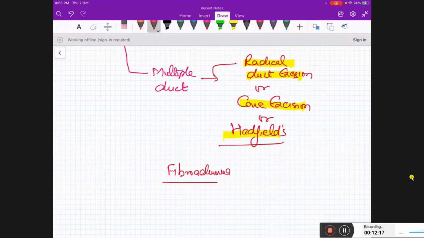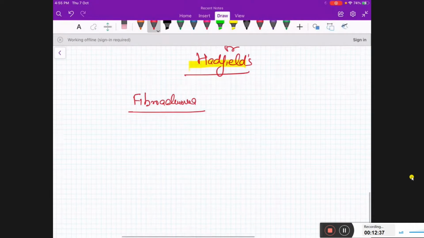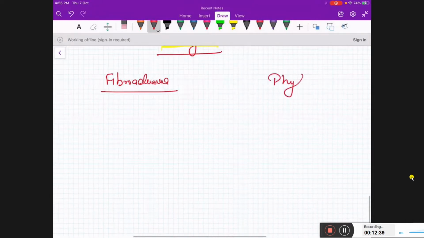Then comes fibroadenoma. You should be able to make out, because you are now going to get a clinical question. You should be able to make out a difference between a fibroadenoma and a similar condition which has a similar kind of presentation in clinical practice, and that is phyllodes tumor. So how to differentiate fibroadenoma from phyllodes tumor, we should be able to decide.